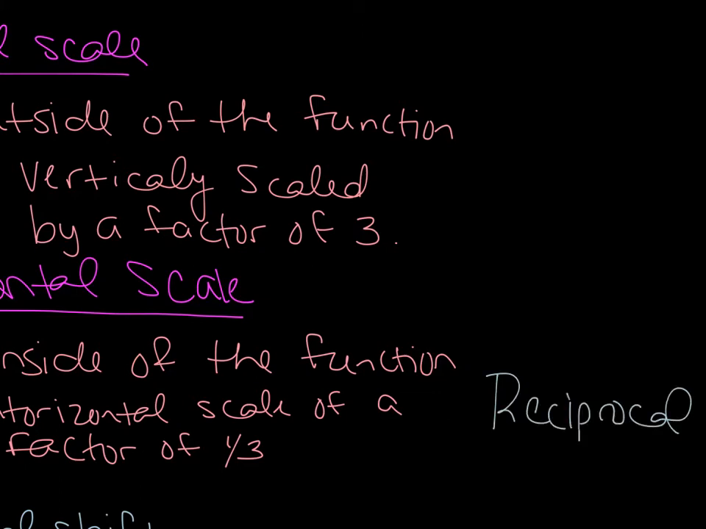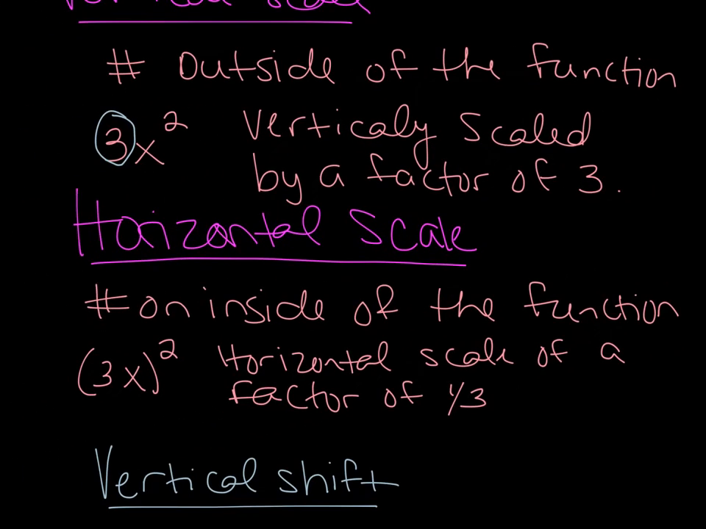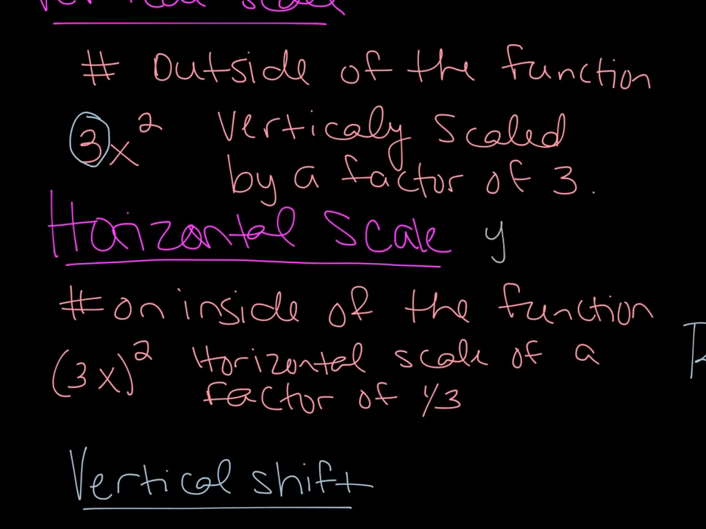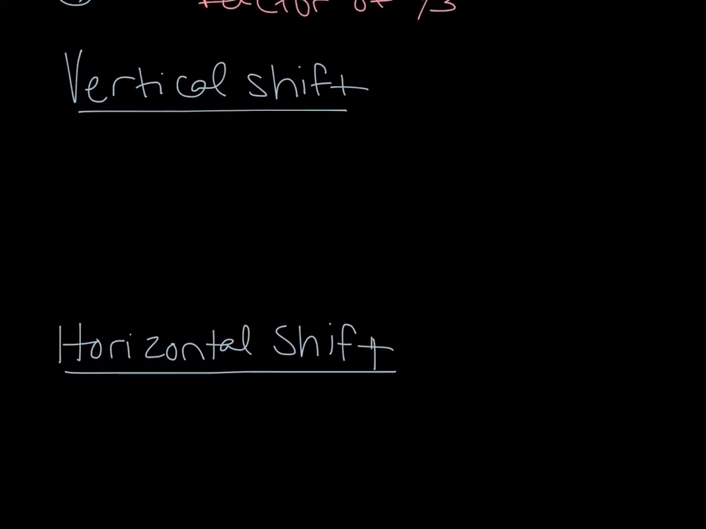What this means is that the factor that you're multiplying by is changing the horizontal scale, which is your x-axis, by a factor of 1/3 in this case, the reciprocal of the number on the inside, which is the number 3 right now. The other two cases that you could have is a vertical shift and a horizontal shift.